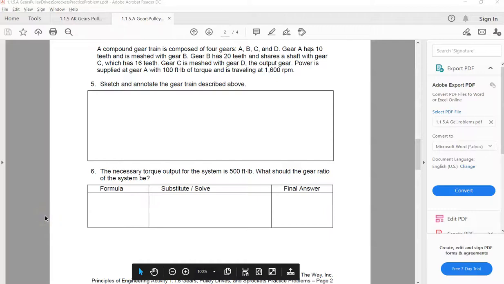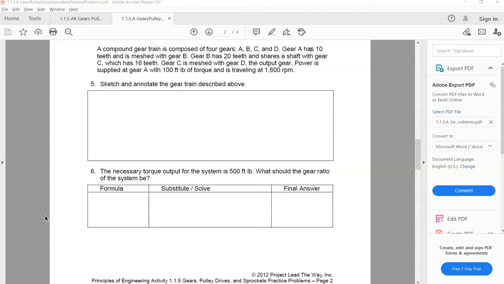All right, here we go. We're going to work out the next section of problems on activity 115. So this says a compound gear train is composed of 4 gears, A, B, C, and D. Gear A has 10, is meshed with B. B has 20 and shares a shaft with gear C. All right, so we've got B and C sharing an axle or a shaft.